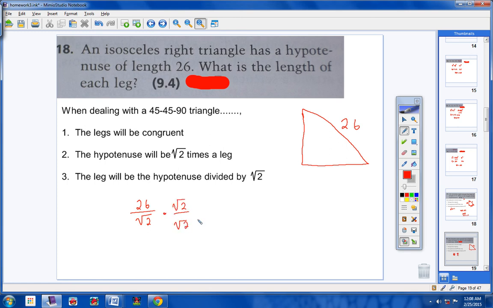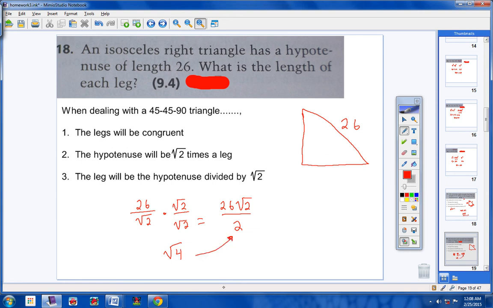okay? Now, 26 times the square root of 2 is just 26 square root of 2. However, square root of 2 times square root of 2 is 2, okay? In other words, square root of 2 times square root of 2 is the square root of 4. 2 times 2. And the square root of 4 is 2.